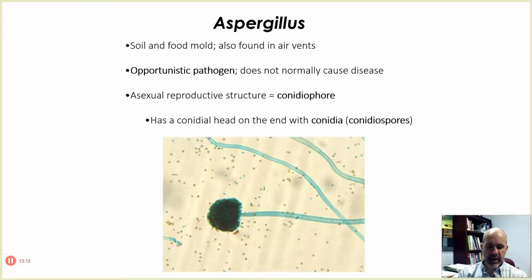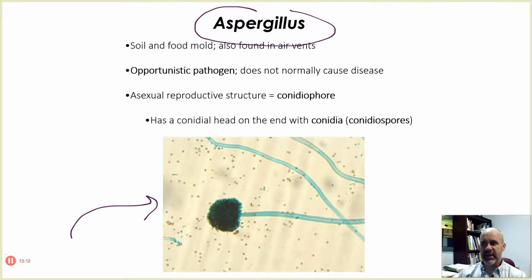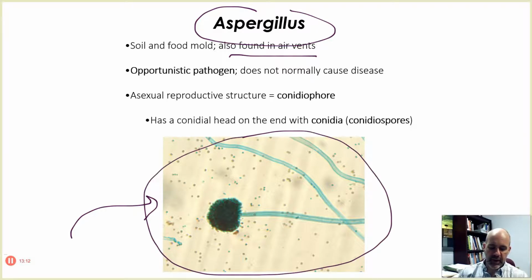All right, here's an image of a fungus that I do want you to have heard about, Aspergillus. Aspergillus is a type of mold that lives out in the environment. You might see it growing on old food. It can actually grow in air vents, in areas with moisture and dirt and so forth. And this is what it would look like if you were viewing it under the microscope.